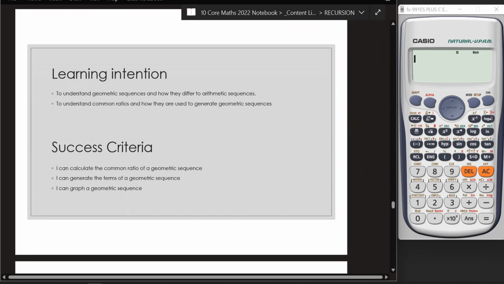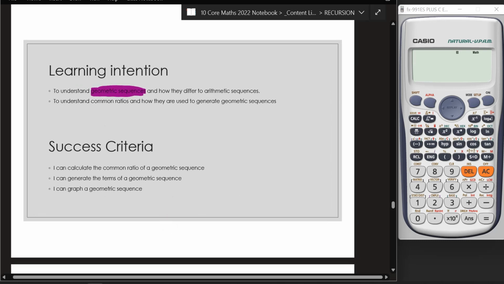So our learning intention for today is to be able to understand a geometric sequence. And we've learned some sequences already, one of them being arithmetic, and the other one is what I've highlighted just then, the geometric sequences. And also another intention for today is for you to understand what a common ratio is. That's another key term in this part of the unit, and how you can use the common ratios to generate a geometric sequence.